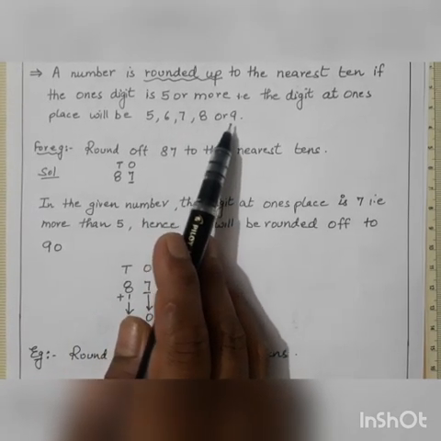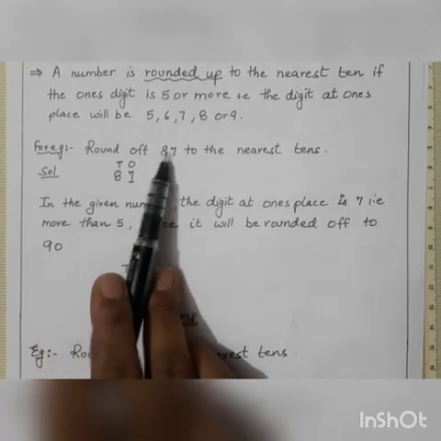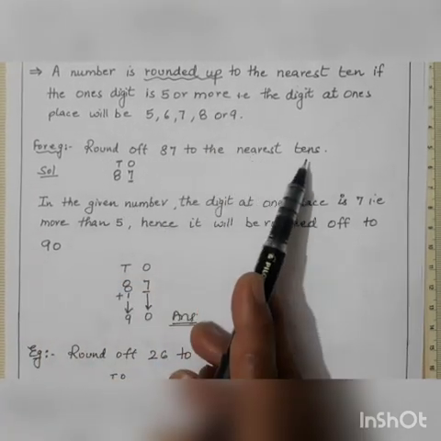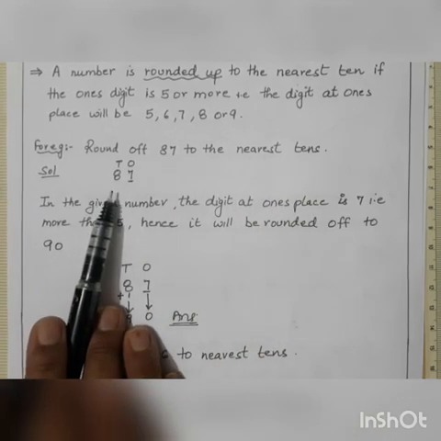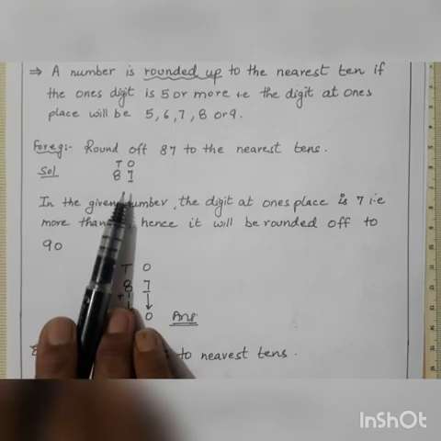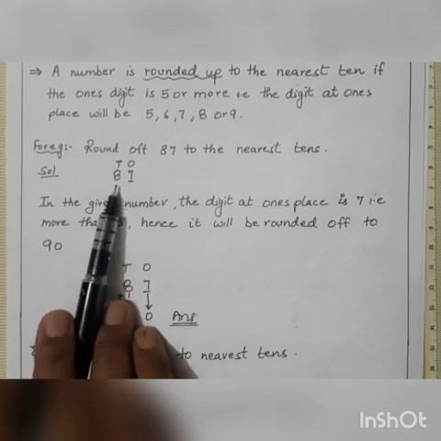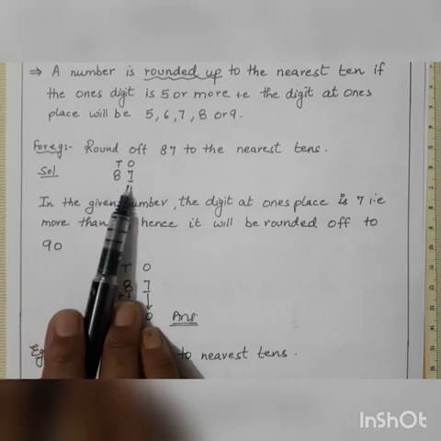Let us come to an example to learn more about it. Round off 87 to the nearest tens. Again children, we will write the number, we will write the place values on top, and here we have to consider the digit at the ones place. Here in the number 87, the digit at ones place is 7. That is, it is more than 5. Then how are we going to round it off?